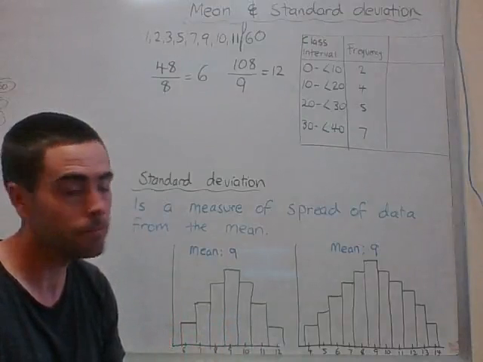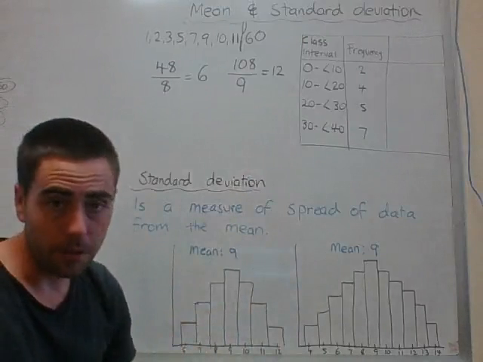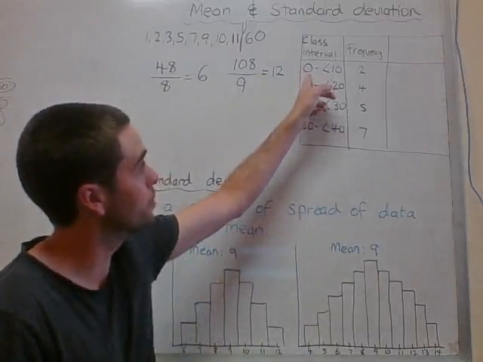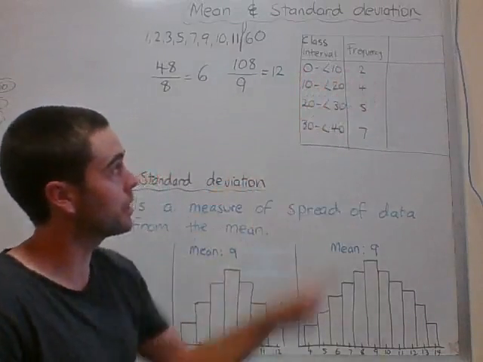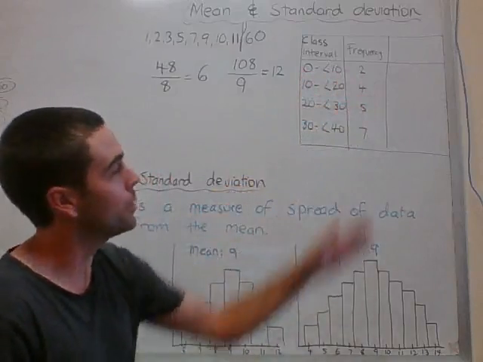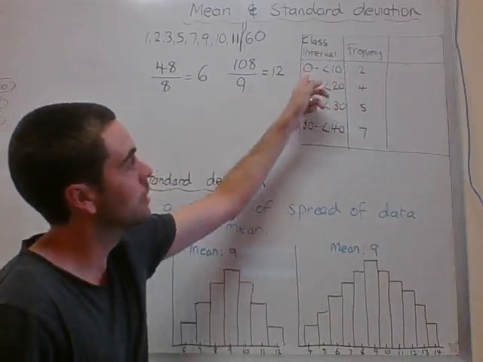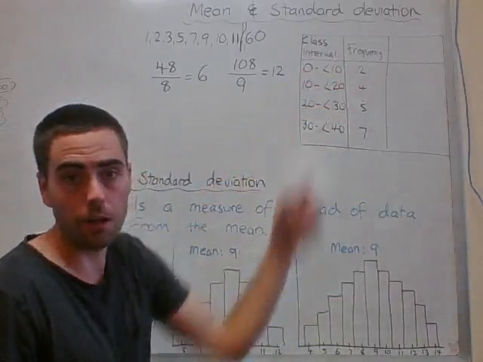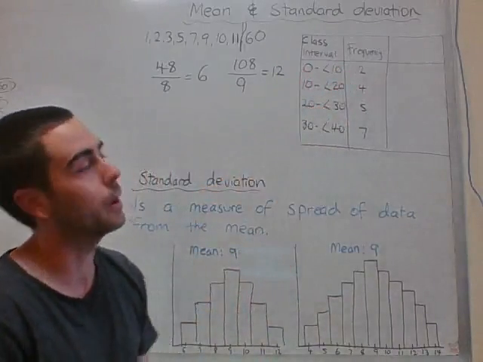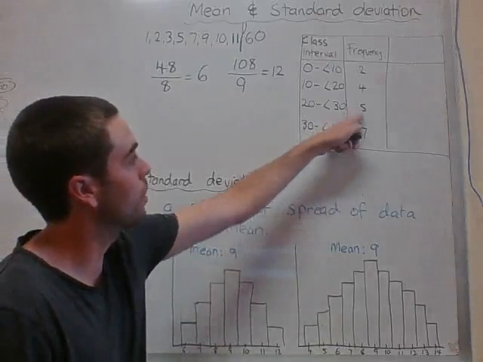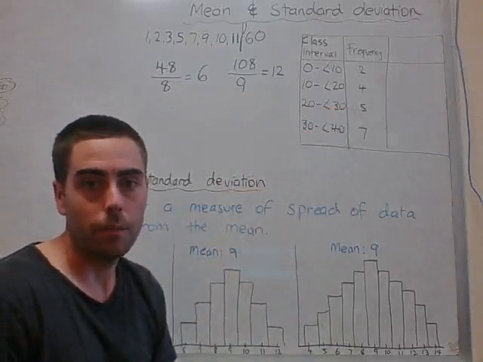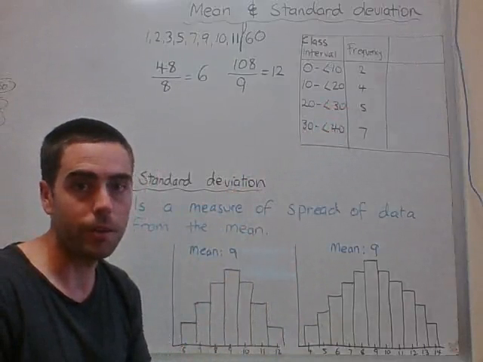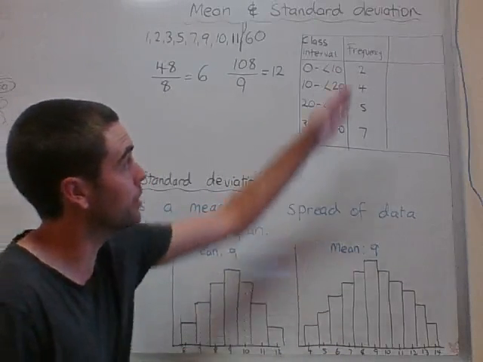You may also be asked to find the mean of grouped data. What I mean by that is, here's a group interval, 0 to 10, there are 2 numbers in there, 10 to 20, there are 4 numbers in there. We don't actually know what the numbers are. This could be 2 1s, or it could be 2 5s, or it could be a 4 and a 6, we don't actually know, but we know how many numbers are in each of those groups. Now when we do it this way, we only get an estimate of what the mean is, because as I said, we don't actually know what the numbers are there.